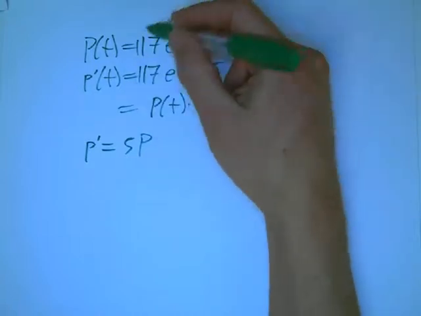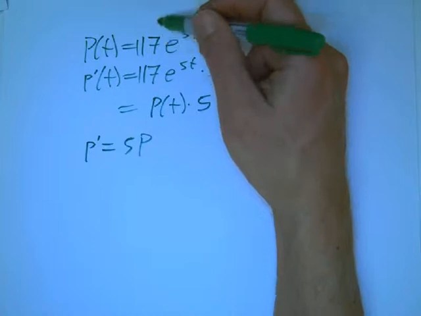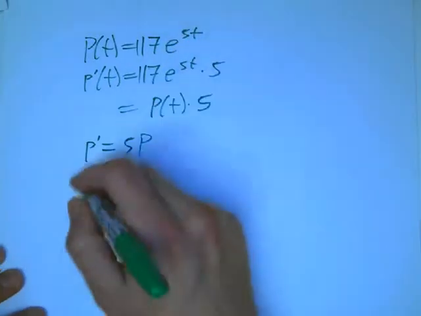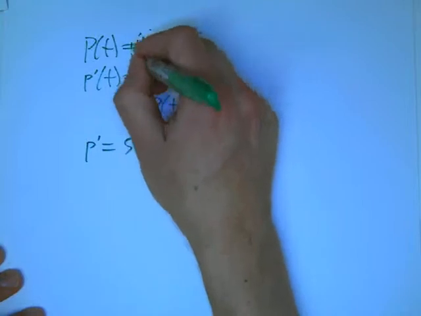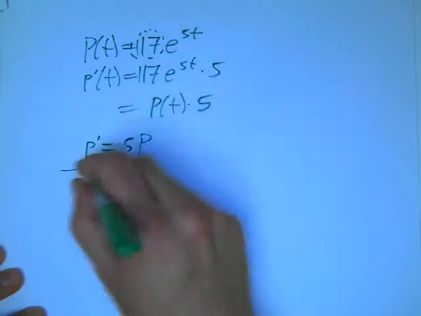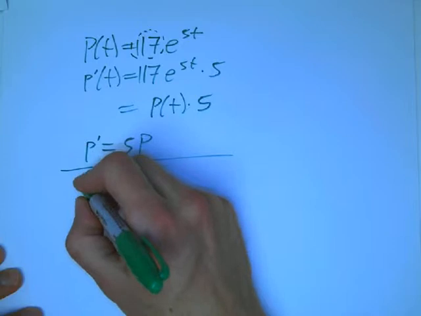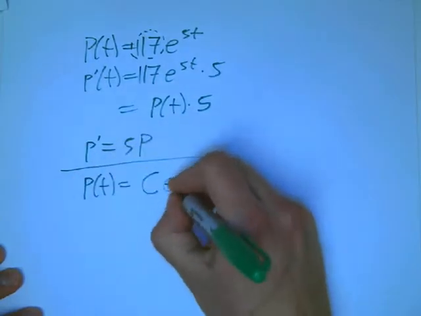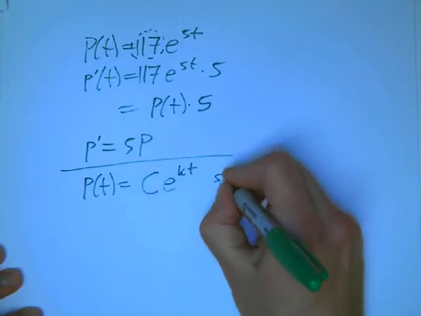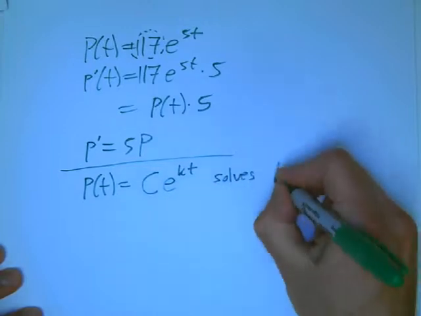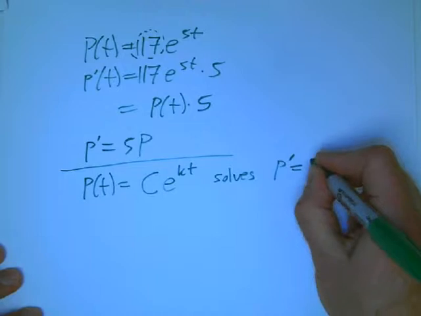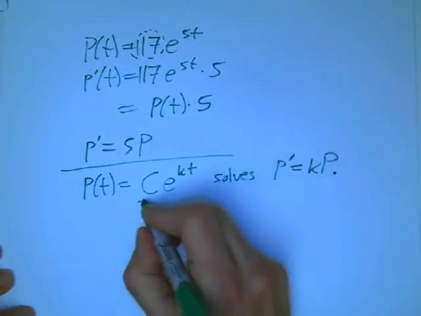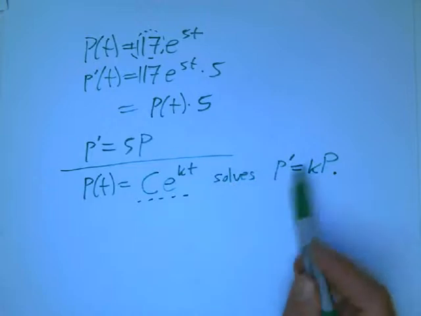It's true with the 17. It's true with 117. It doesn't matter what that number is. Since it isn't affected by the derivative, those all solve this differential equation. So what we can do is say, oh, this is actually just anything we want. And we have a notation for that already, an arbitrary constant. So if you have p of t is any number c times e to the kt, that solves this very, very important, the most important differential equation, p prime equals kp.